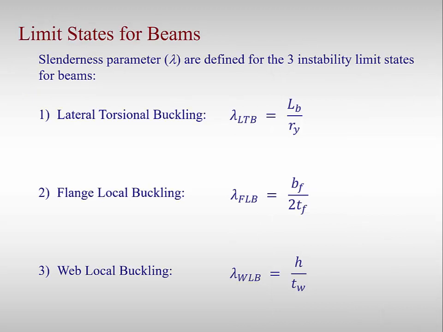Slenderness parameters are defined for the three instability limit states for beams. The Greek lowercase lambda is often used for the slenderness parameter. The slenderness parameter for lateral torsional buckling is given as the ratio of the unbraced length to the radius of gyration about the weak or y-axis. Note that the slenderness parameters for both flange local buckling and web local buckling are the same as what we use for columns.